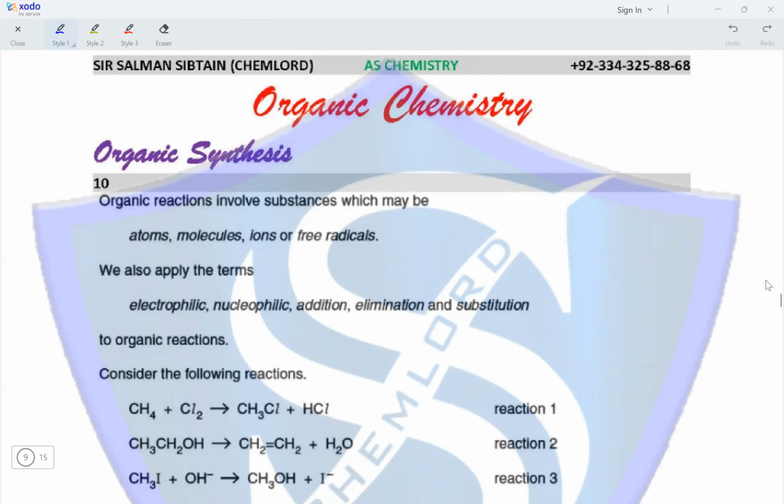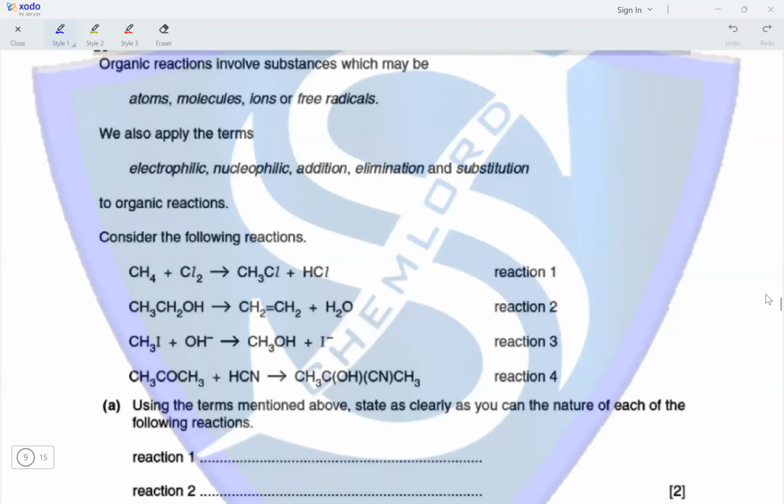Hi guys, this is AS Chemistry, Organic Chemistry, and we are looking at organic synthesis. Question 10. Organic reactions involve substances which may be atoms, molecules, ions, or free radicals. We also apply the terms electrophilic, nucleophilic, addition, elimination, and substitution to organic reactions. Consider the following reactions. Using the terms mentioned above, state as clearly as you can the nature of each of the following reactions.